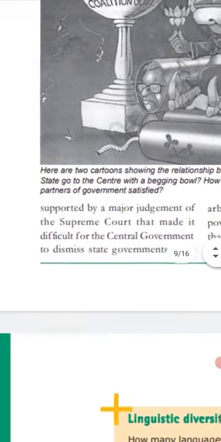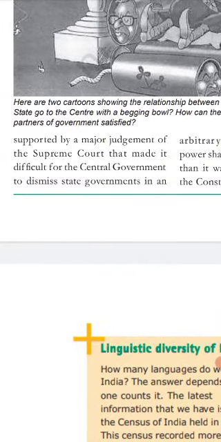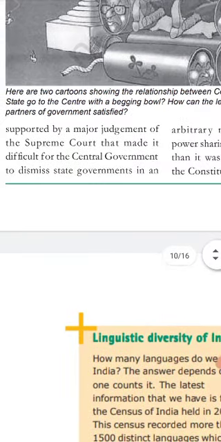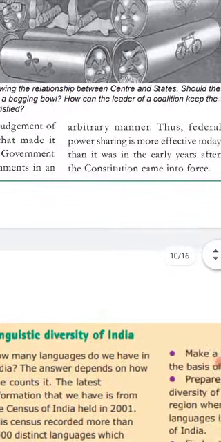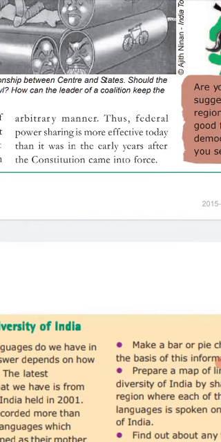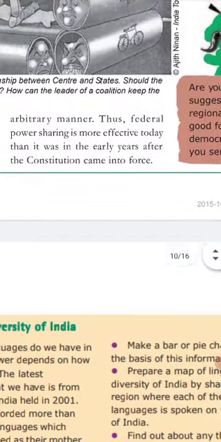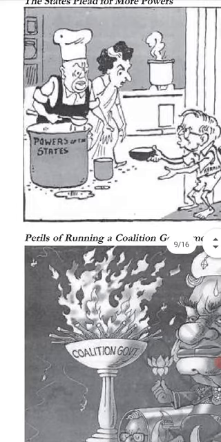This trend was, now let us see, this trend was supported by a major judgment of the Supreme Court. इस ट्रेंड को सपोर्ट किया सुप्रीम कोर्ट ने भी, that made it difficult for the central government to dismiss any state government. और जिससे ये सेंट्रल गवर्नमेंट के लिए मुश्किल हो गया कि किसी भी स्टेट गवर्नमेंट को डिसमिस कर सकती in an arbitrary manner. And thus federal power sharing is more effective today than it was in the early years after the constitution came into force. Now, this cartoon will make the things easier for you.